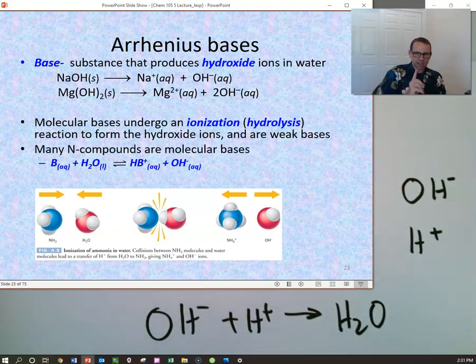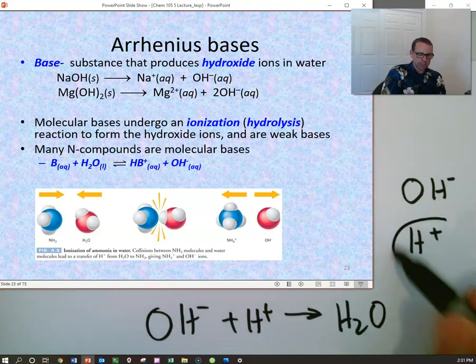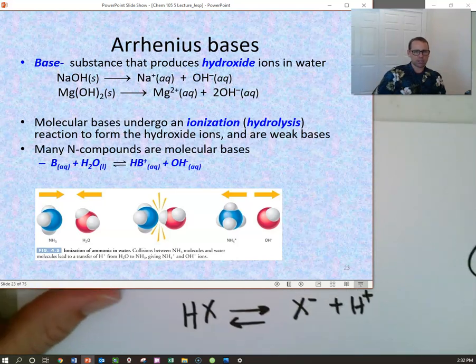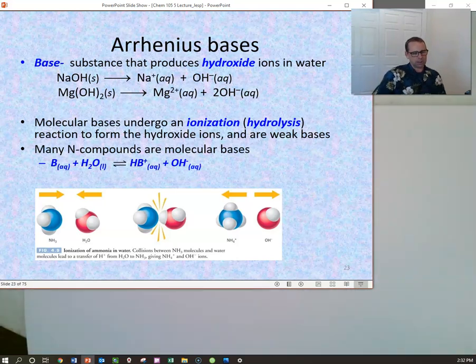So an acid is a compound that when you put it in water, releases the H plus ion. But a base is a compound that when you put it in water, the hydroxide ion is formed. Okay, that's acids and bases.